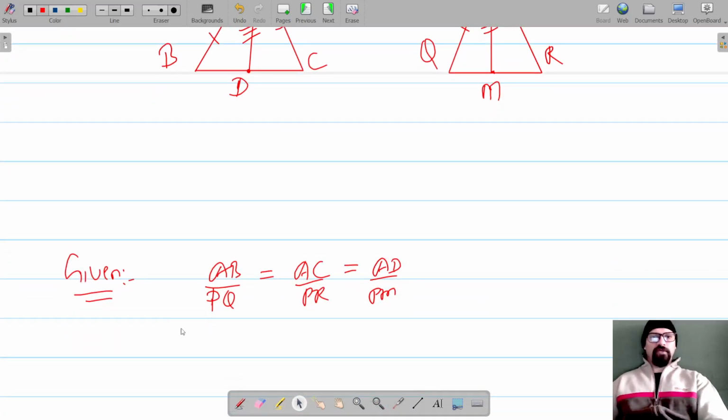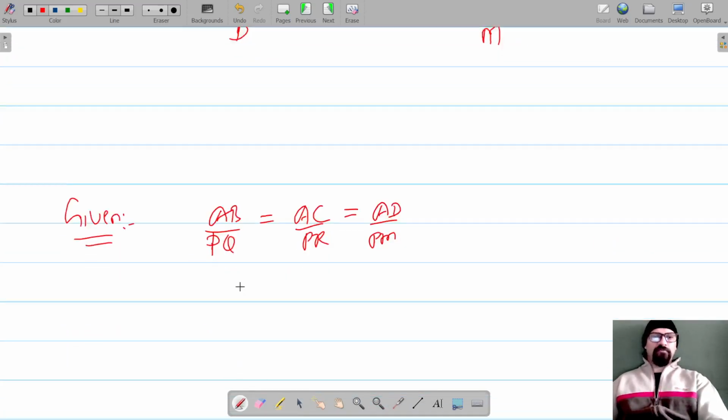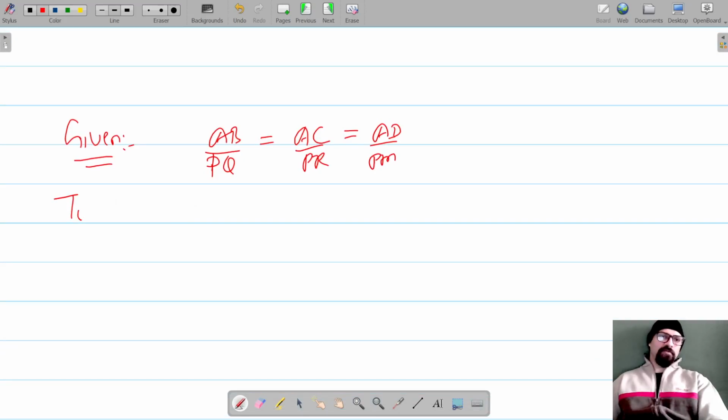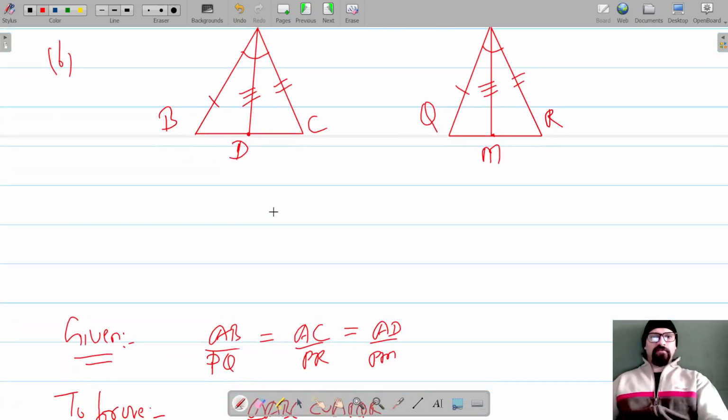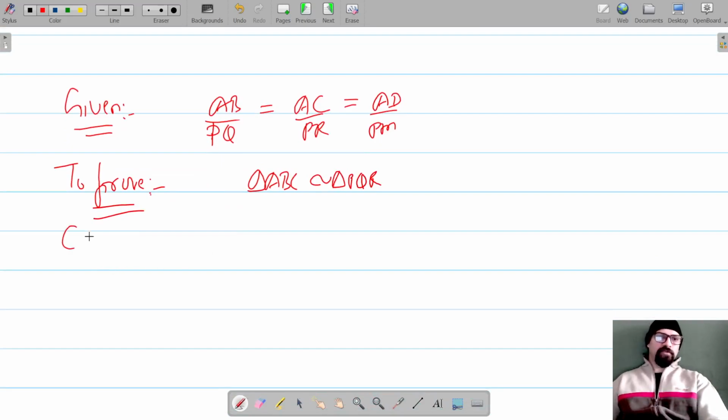And what we have to prove is that triangle ABC is similar to triangle PQR. Because now these two sides are in proportion, if we are able to prove that angle A is equal to angle P, then these two triangles will be similar by SAS rule. Okay, for this we are going to do some construction here.